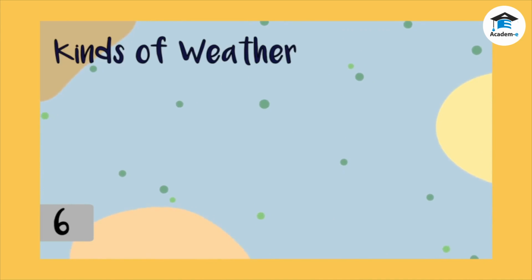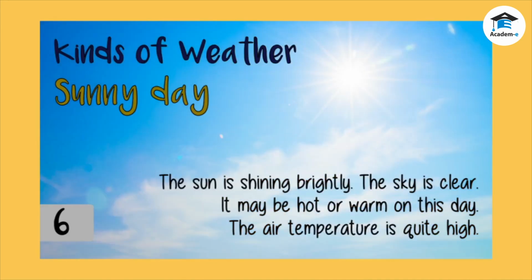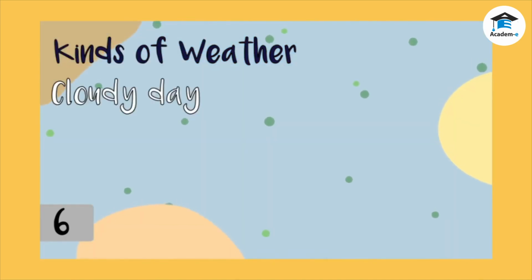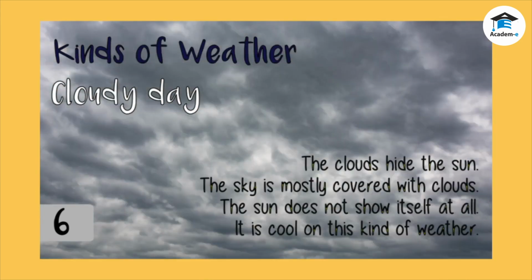Here are the different kinds of weather in the Philippines. This is a sunny day. The sun is shining brightly. The sky is clear. It may be hot or warm on this day. The air temperature is quite high. This is a cloudy day. The clouds hide the sun. The sky is mostly covered with clouds. The sun does not show itself at all. It is cool on this kind of weather.